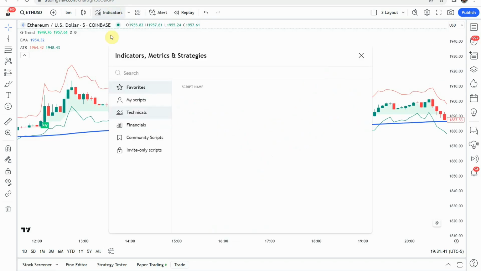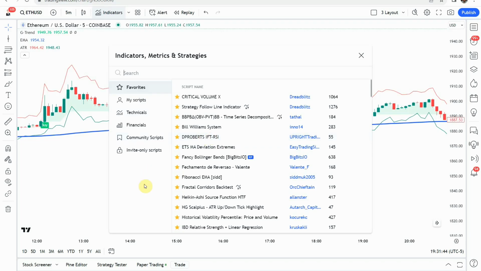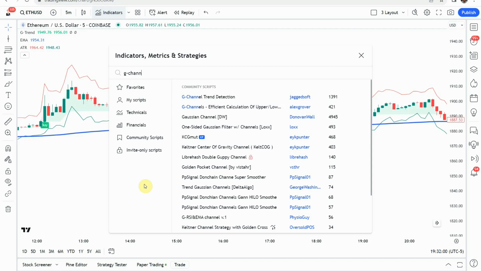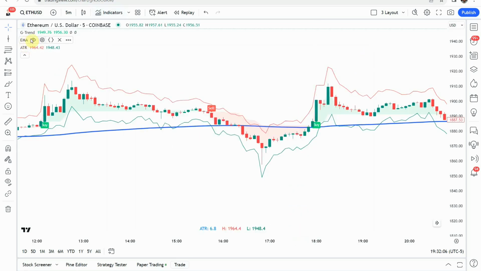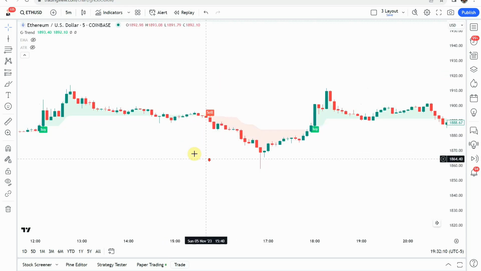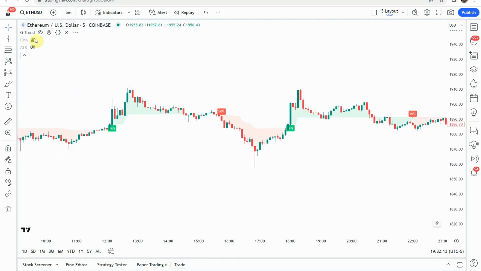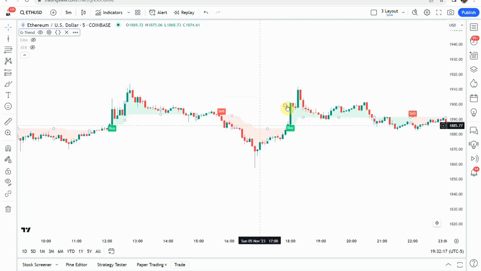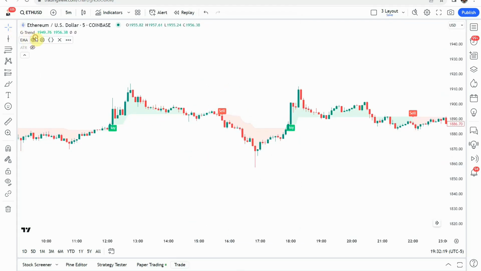The first indicator is going to be the GG channel trend detection indicator. It's going to be this one right here. So you will add that one to screen. We'll go ahead and turn these two off for the moment. And it leaves you with an indicator like this right here. All the settings and inputs are on default, so none of those change.